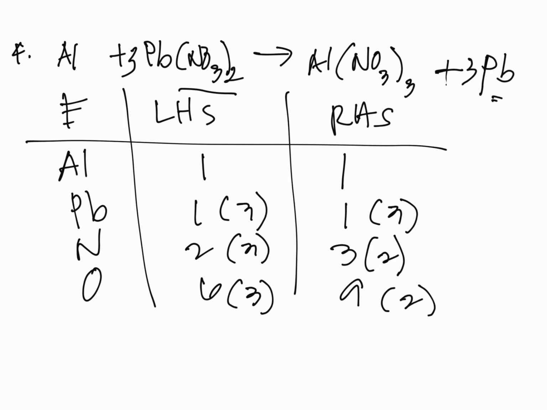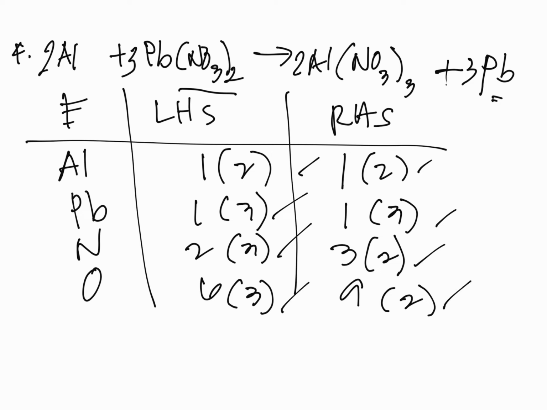So we're just going to multiply it by 2 on the other side. However, aluminum will be affected also, so we have to put it here 2 and 2. So aluminum will be 2, lead nitrate 3, aluminum nitrate 2, and lead will be 3. So let's check. Aluminum 2, lead 3, correct, nitrogen 6, then this is 18, this is 18. Okay, this is already balanced.